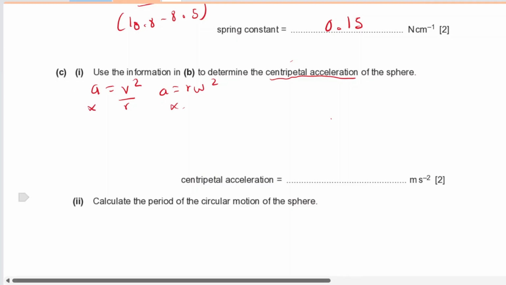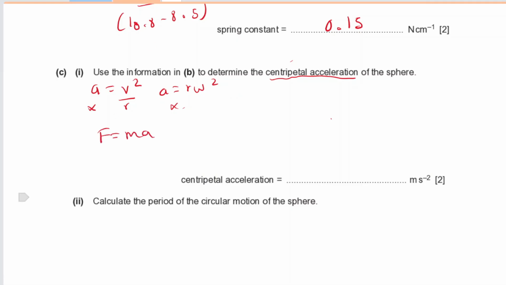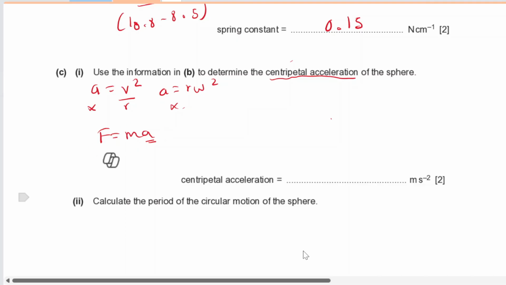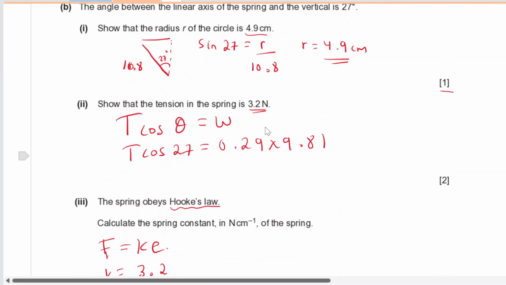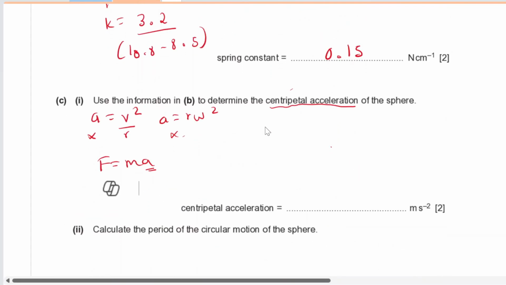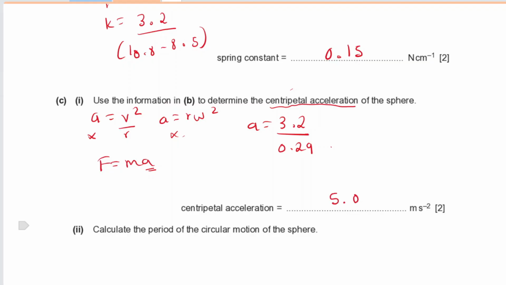Instead, we have to use another formula, which is F equals ma. So this acceleration, which is caused by a centripetal force, is called centripetal acceleration. And do we have force? We do have force. Do we have mass? We do have mass. So that's why we use this specific equation. And the force was what? The force was 3.2 and the mass is 0.29. So it's just going to be a straightforward calculation. 3.2 divided by 0.29, and you shall get the answer as 5.0.